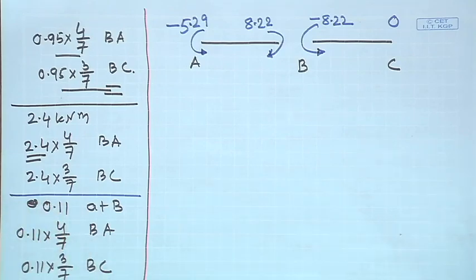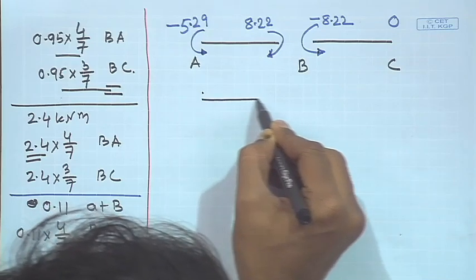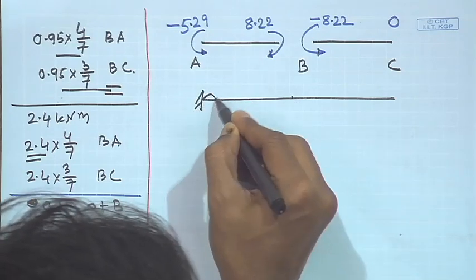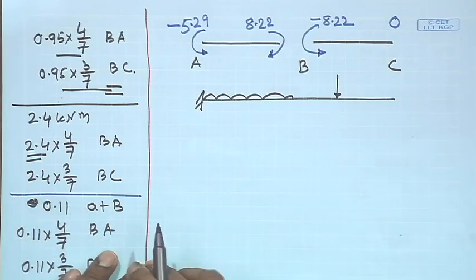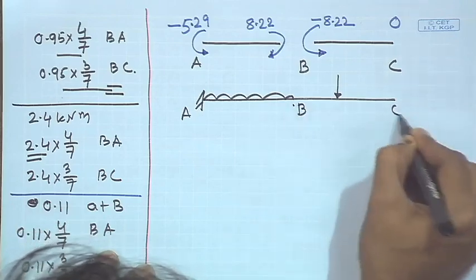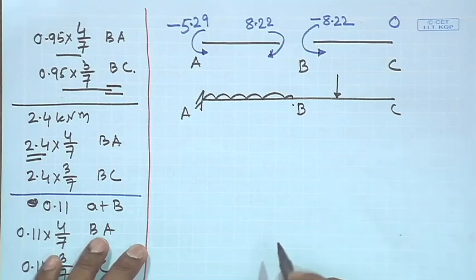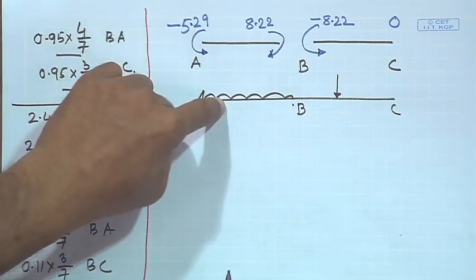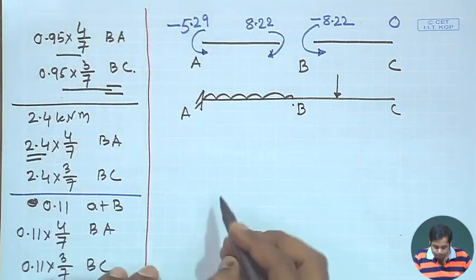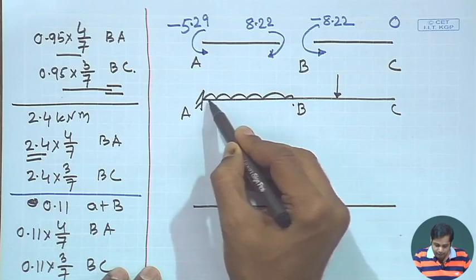Okay. Now, what was the actual structure? The actual structure was this. And this is A, this is B, and this is C. I am not writing the values of this. Now, we will be drawing the bending moment diagram. Now, the bending moment diagram will be the bending moment of this plus bending moment due to this plus bending moment due to this.